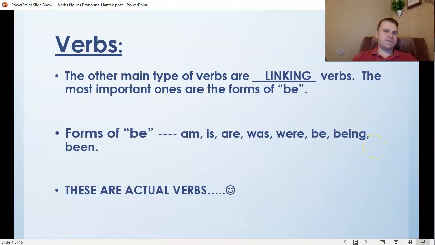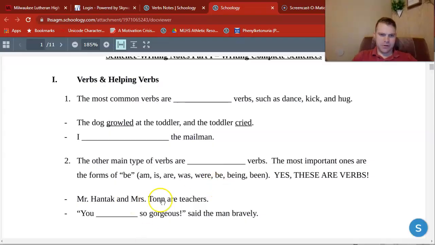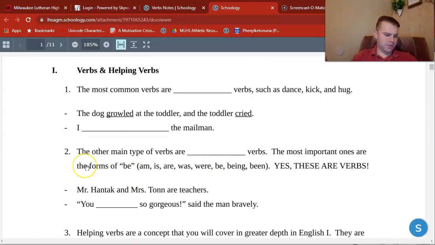So those are action verbs. Again, like 98% of the verbs in our language are actions. There is a very small set of verbs that are called linking verbs. I'm just double checking your notes right there. So that would be under number 2. Sorry, bug fell on me. Number 2 right there. The other main type of verbs are linking verbs.